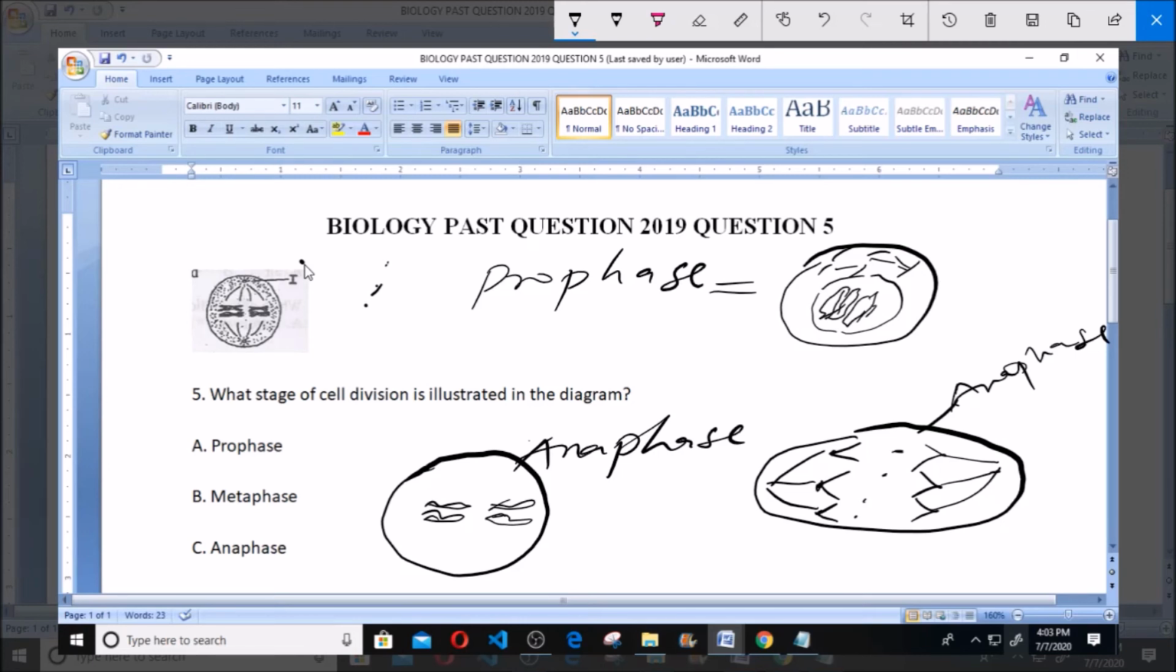Now, in case you are unaware of the meaning of an equator, it is just like saying the center. This point is the equator. Now, in every metaphase stage, the chromosomes are aligned at the equator. They are at the verge of splitting. That is why they are aligned here. So you have something like this. So according to this diagram, the answer to this question is metaphase. Metaphase is the correct answer.